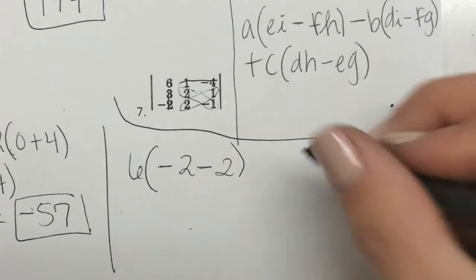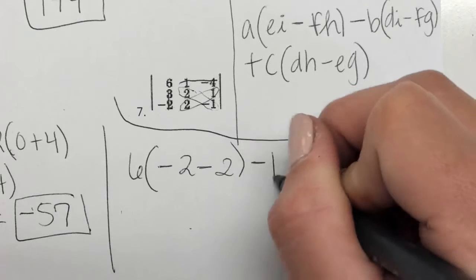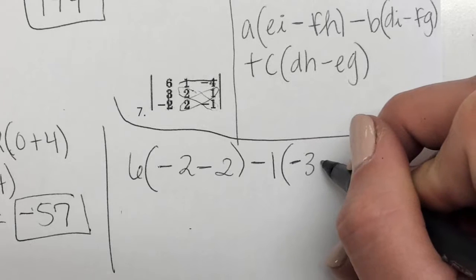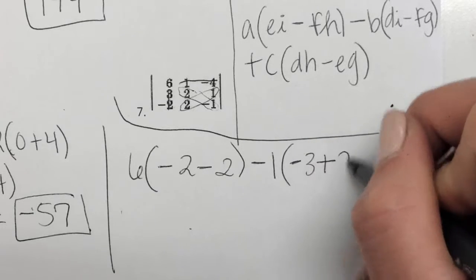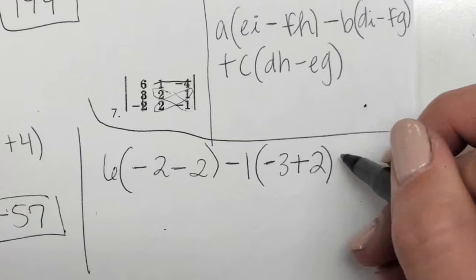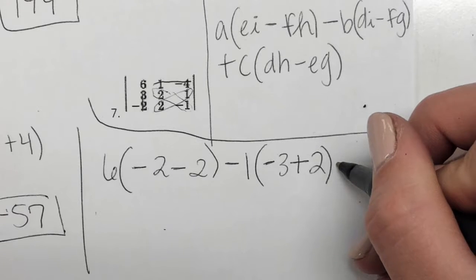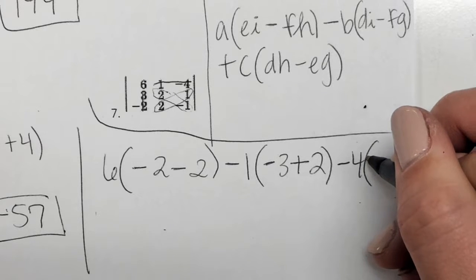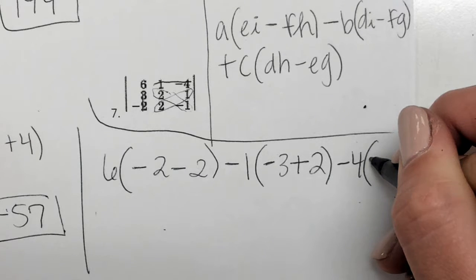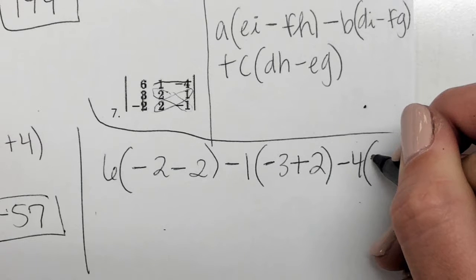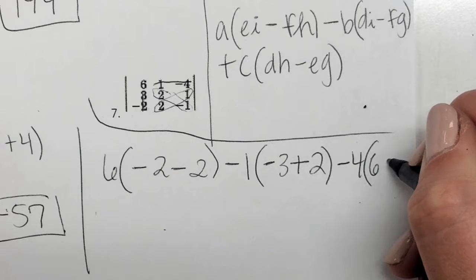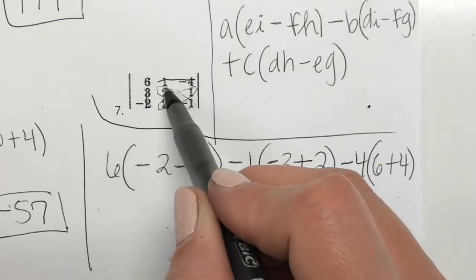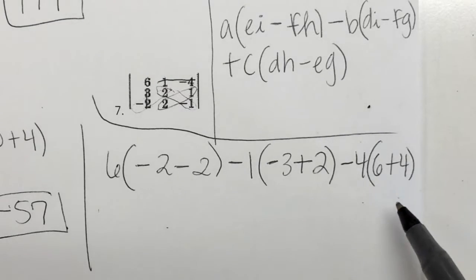Alright, tell me the next thing to write. Minus 1, good, it's always minus. Then what? Negative 3. Good. And then the last one will be what? Minus 4 times what goes in parentheses? 6. Go ahead. Plus 4. Good. It would be minus negative 4, but that would just change to a plus 4.